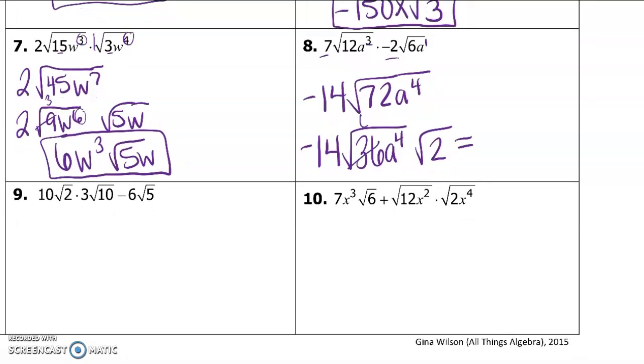Square root of 36 is 6. Negative 14 times 6 gives us negative 84. We do 4 divided by 2 to get us a squared, and then the square root of 2.